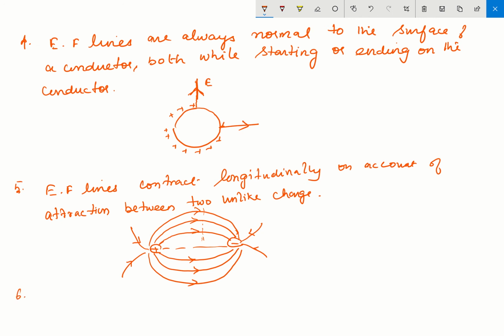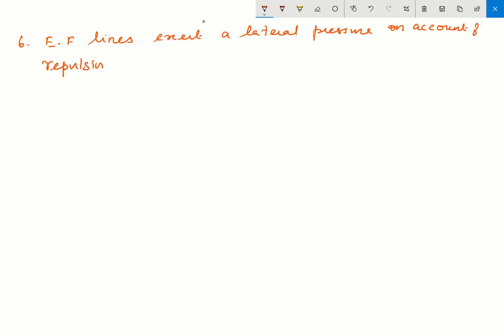Then the sixth one: electric field lines exert a lateral pressure on account of repulsion between two like charges. Two like charges here, positive.